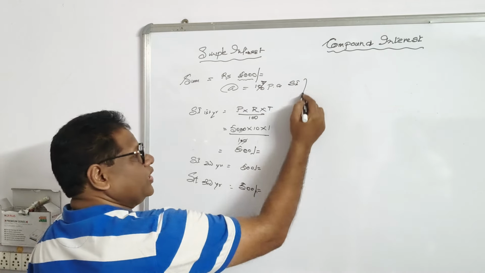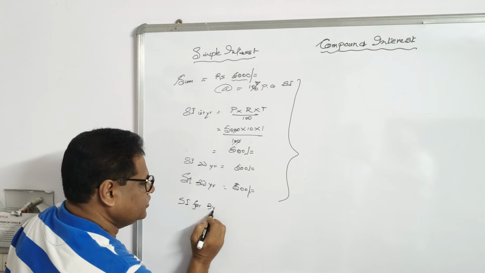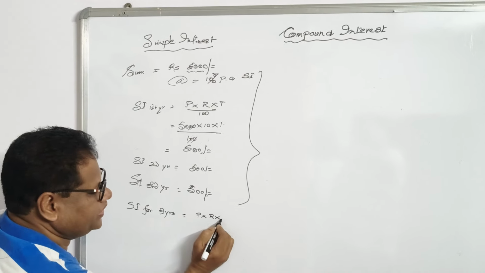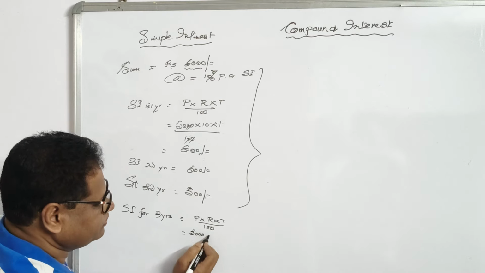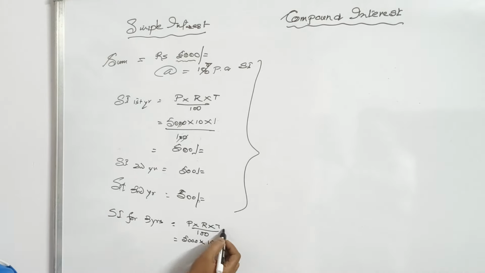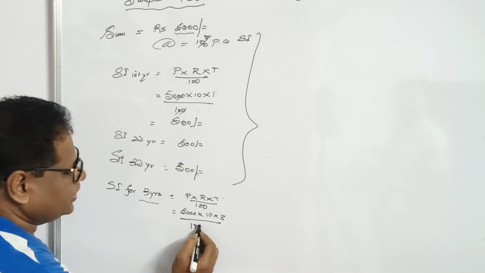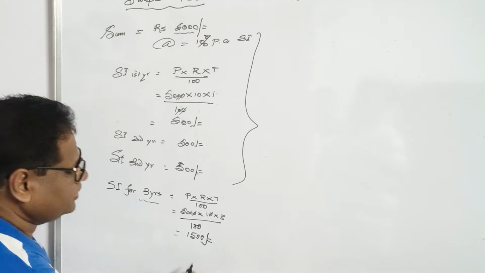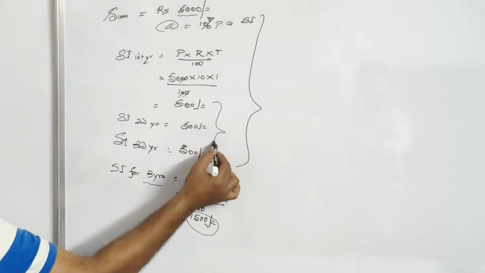Now if you want to calculate the SI for 3 years, then this comes to principal into rate into time by 100. So here the principal is taken 5,000, the rate is taken as the same 10%, but the time period for 3 years will be 3, divided by 100. So it comes to 1,500 rupees. Well, this 1,500 is exactly equal to the SI for 3 years. You can see over here.